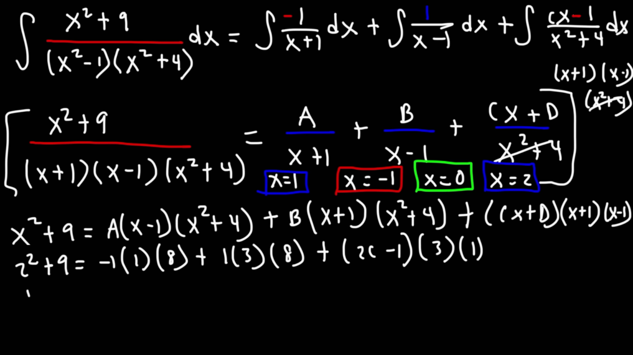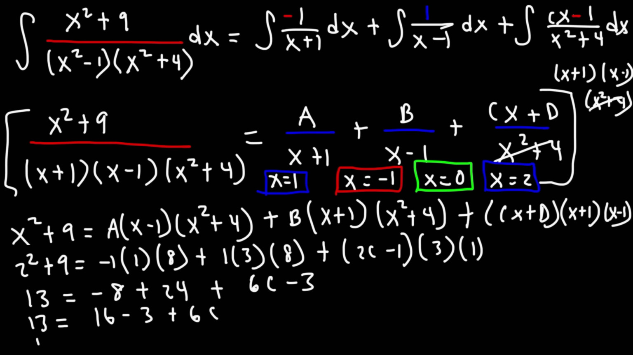2 squared is 4, 4 plus 9 is 13. And then we have -8 plus 24. And then if we distribute 3 to 2c minus 1, that becomes 6c minus 3. -8 plus 24, that's going to be 16. And then we have 16 minus 3, which is 13. Subtracting 13 from both sides, 13 minus 13 is 0. And so c is equal to 0. So this becomes 0x, which basically disappears.